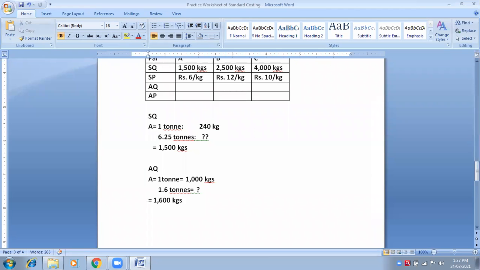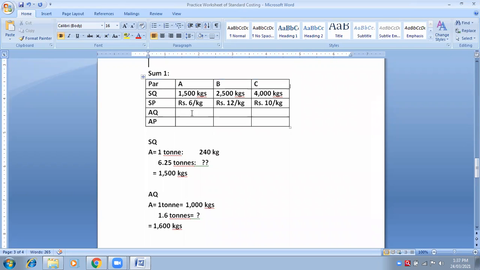So the answer would be 1,600 kgs. We just have to convert tons into kgs. 1 ton is 1,000 kgs, so what would it be for 1.6 tons? It would be 1,600 kgs. So we have already found out for A. Similarly, you have to do it for B. So this is 1,600 kgs.